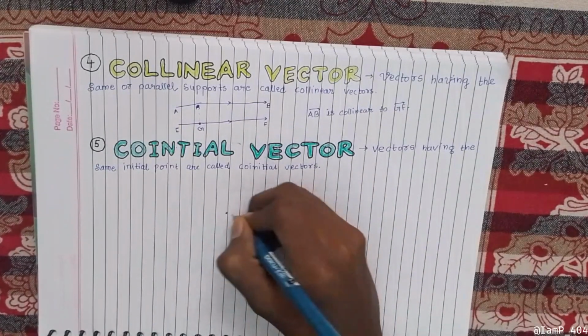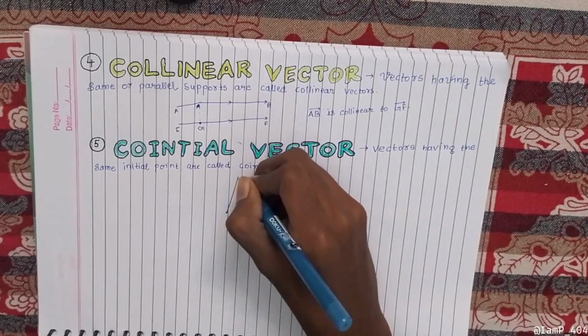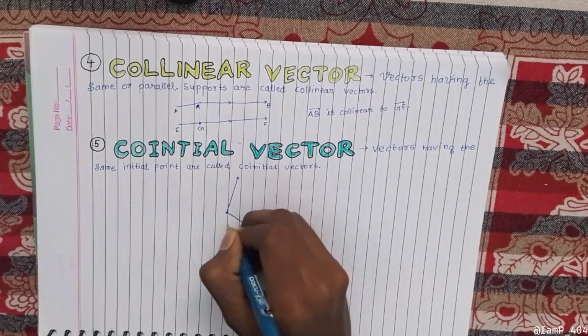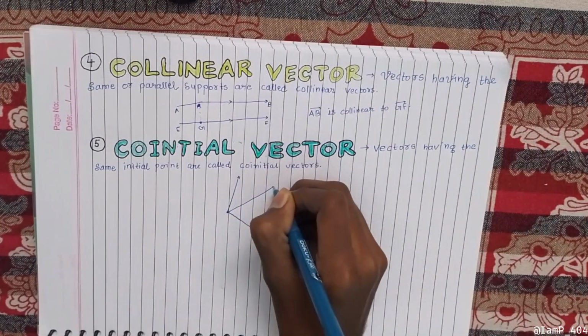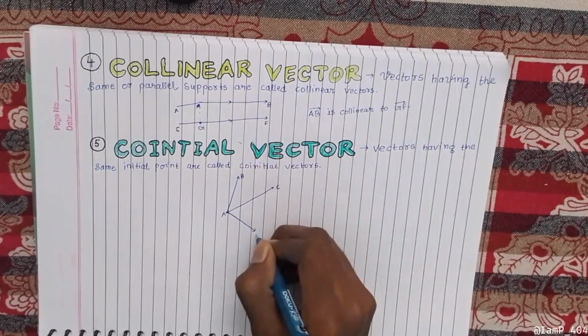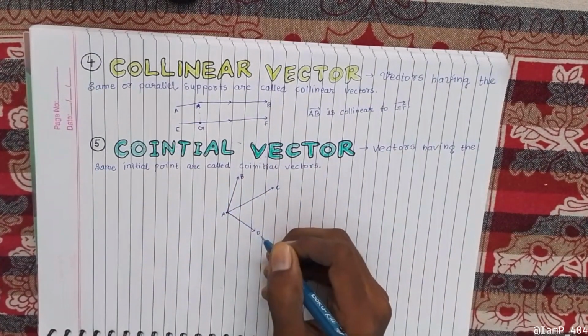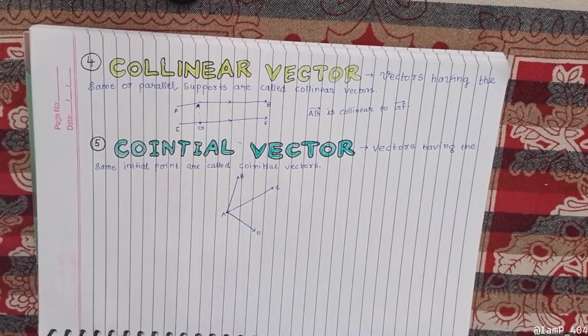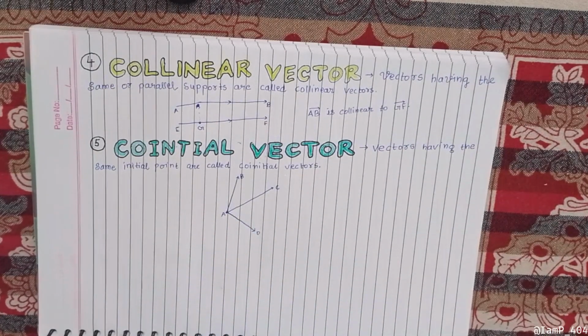This is a point. From this point there can be more than one vector starting from it. See, this is A, this is B, this is C, this is D. AB vector, AC vector, AD vector have the same initial point A. Very easy, isn't it?